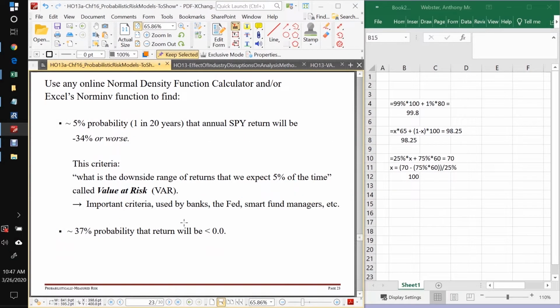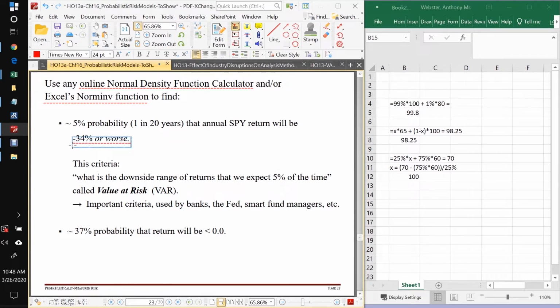So we can also find more information on probabilities for our returns of something like the S&P 500 by using any old online normal density function calculator, or we could also use Excel's norm inverse function. So for example, we could find for the S&P 500 that we have about a 5% probability, which would be once in every 20 years, that the S&P 500 or the SPY returns will be minus 34% or worse.